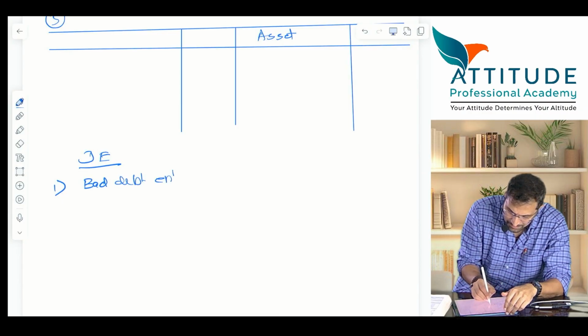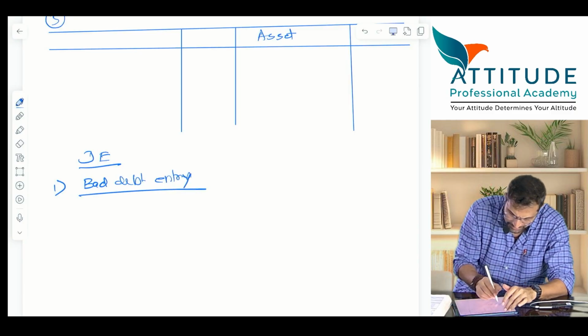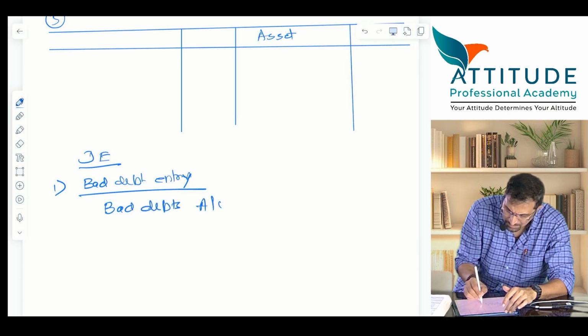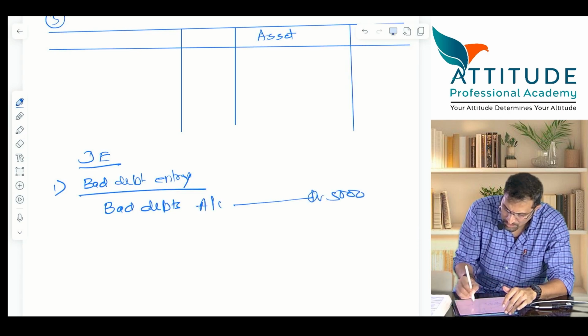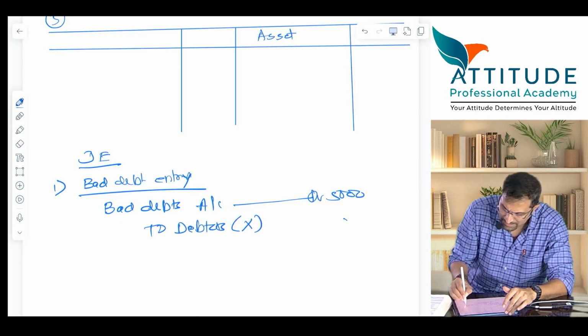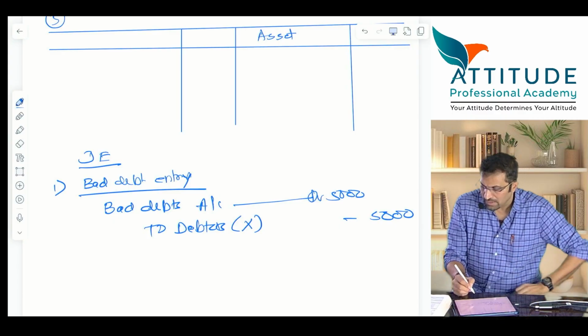Bad debt entry. I am not passing the narration. Narration you can do it later on. Okay. Entry. Bad debts account debit to debtors. That is X. Kitna? 5,000.